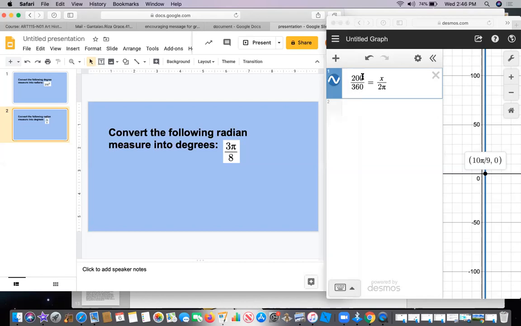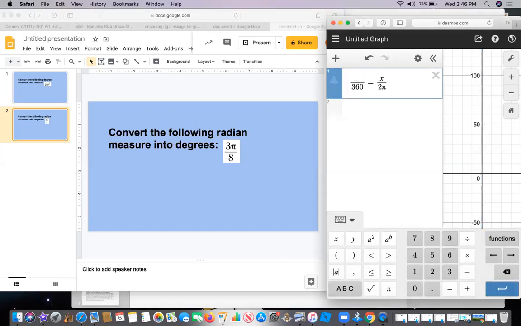So this part here, I'm going to change to x. That is for the part, meaning the degree part that is missing. And here the radian is 3 pi over 8. So I'll just change that to 3 pi over 8. So this is now your equation. This x refers to the degree that is missing, and 360 is the whole.